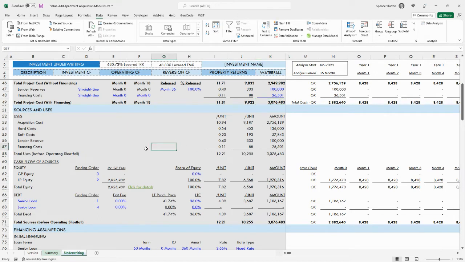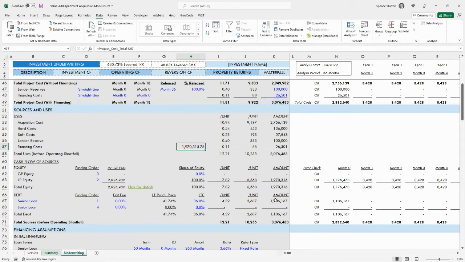And that number, if I just do the math, is equal to that minus the debt that you will assume. That's $1,970,316. Now you'll notice that number matches this number here. As of your initial plan, it's $1,970,000.